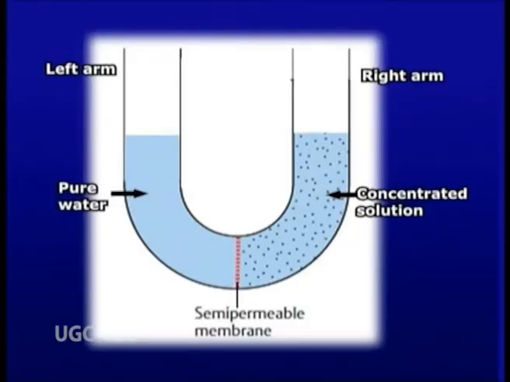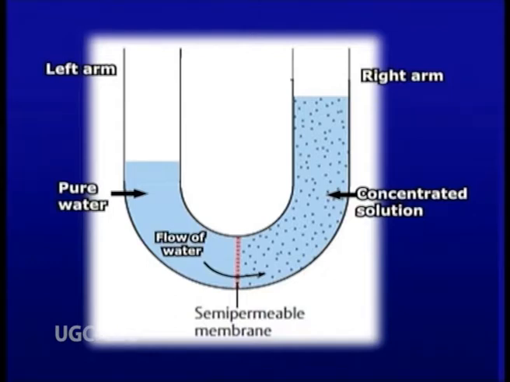Consider a U-shaped tube in which a selectively permeable membrane separates the left and right arms of the tube. A volume of pure water is poured into the left arm and the same volume of a solution containing a solute that cannot pass through the membrane is poured into the right arm. Because the water concentration is higher on the left and lower on the right, net movement of water molecules, that is called osmosis, occurs from left to right, so that the water is moving down its concentration gradient.